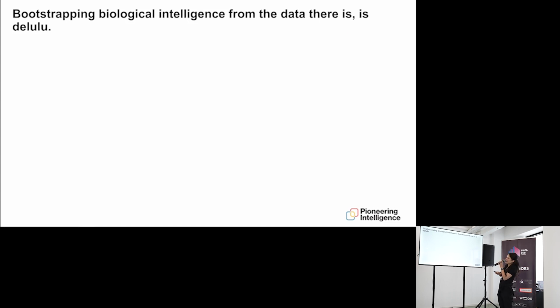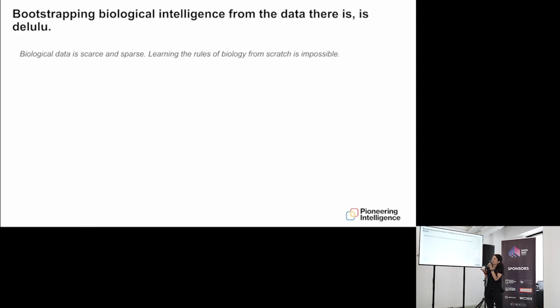But bootstrapping biological intelligence from the data there is, I think, is absolutely delusional, because biology is data scarce and data sparse, and learning the rules of biology, which is incredibly complex, from scratch, I think, is more or less impossible with the data we have.